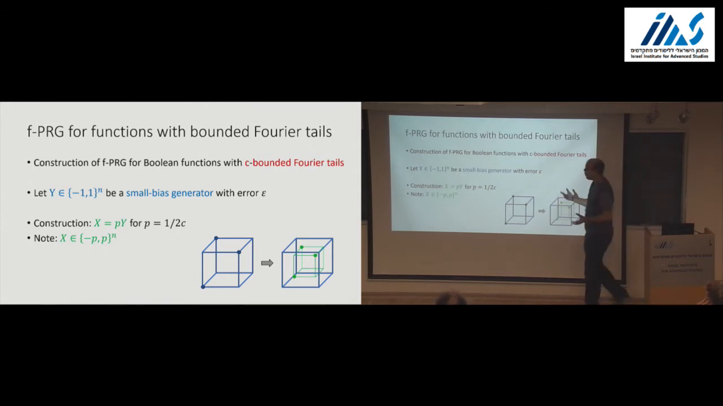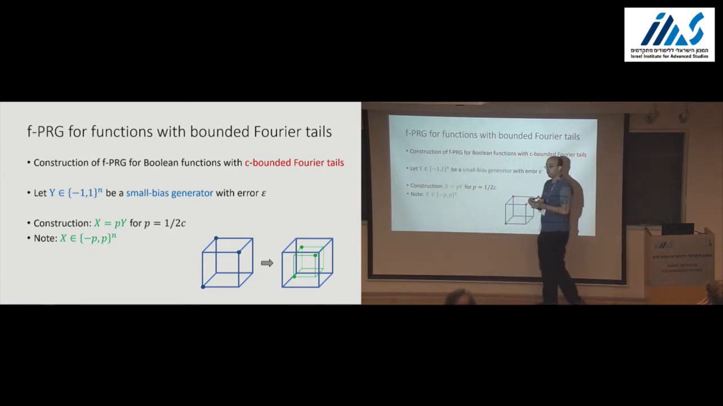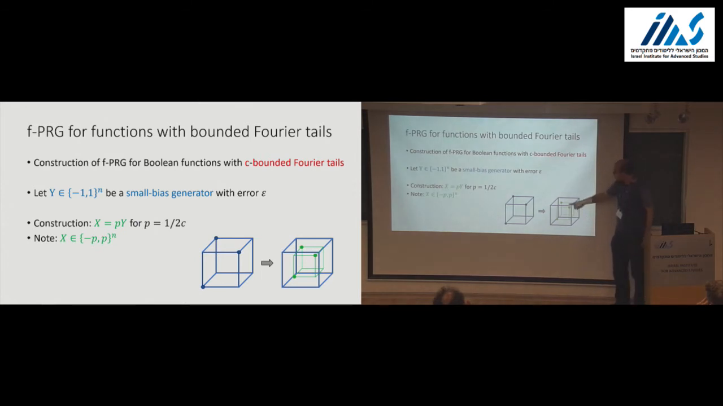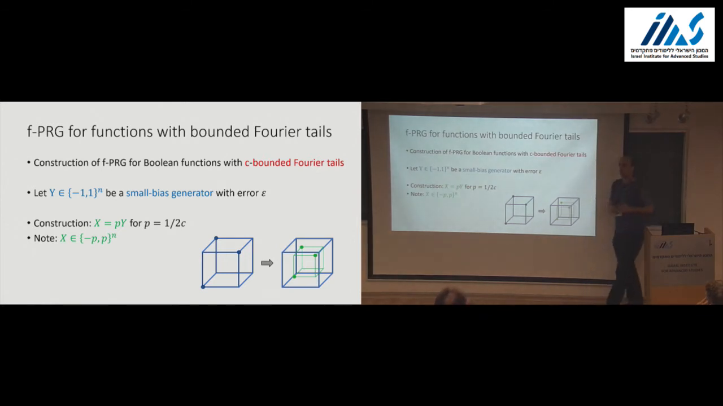So my new random variable is going to be: take this random variable and just replace every 1 with p and every -1 with -p, just shrink it down by a scale of p. And p is going to be some parameter that depends on the control that you have on the Fourier tails, and roughly 1/c is what you need. So now, if I started with some small bias generator living on the vertices, now I shrink it to live on the vertices of this smaller subcube. And what I claim is that this fools any Boolean function that has controlled Fourier tails.